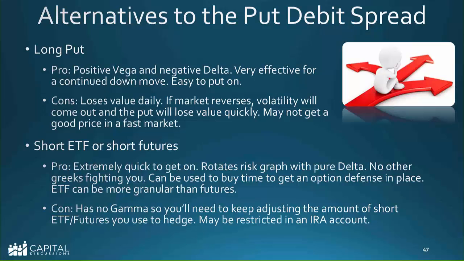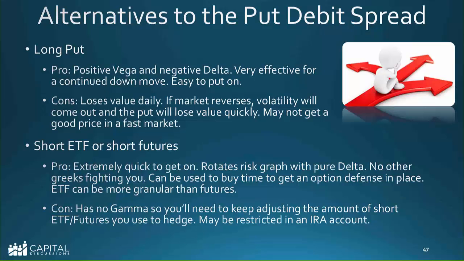And short ETF or short futures, I tend to do this. It's extremely quick to get on. In fact, I did this on Friday about 5 minutes before the close. I shorted some SPY in about 8 different accounts I trade, and it was like boom, boom, boom, boom. You don't have to wait for the options to try and get a fill at a mid price. The SPY is a penny wide, so I just do market orders and I get filled, and then move on to the next one.